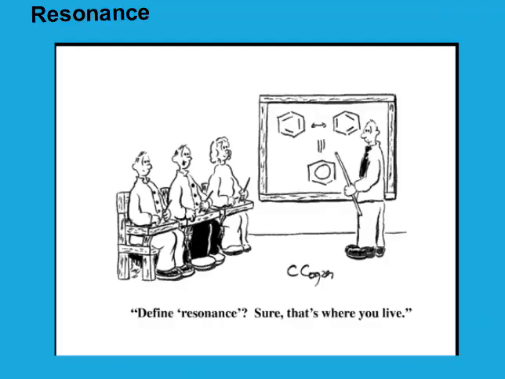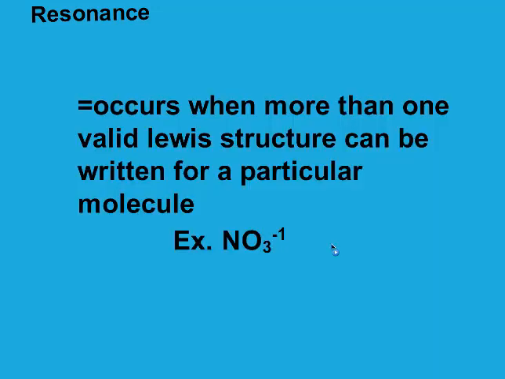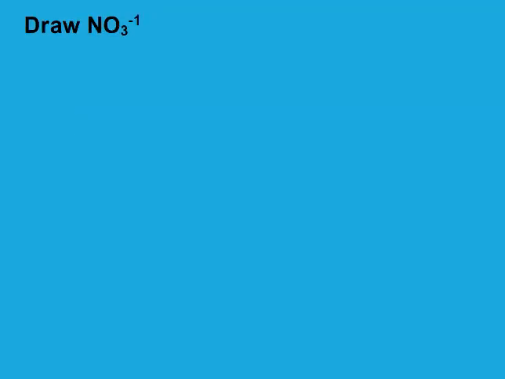So now we're going to talk about resonance. If you see from the cartoon, it says define resonance. Sure, that's where you live. That's not the type of resonance that we're going to be discussing. In chemistry, resonance occurs when more than one valid Lewis structure can be written for a particular molecule. Our example is NO3-1. So go ahead and pause the video and draw nitrate on your own paper. Make sure that you don't use that entire box, so draw it on the left-hand side of the box provided.